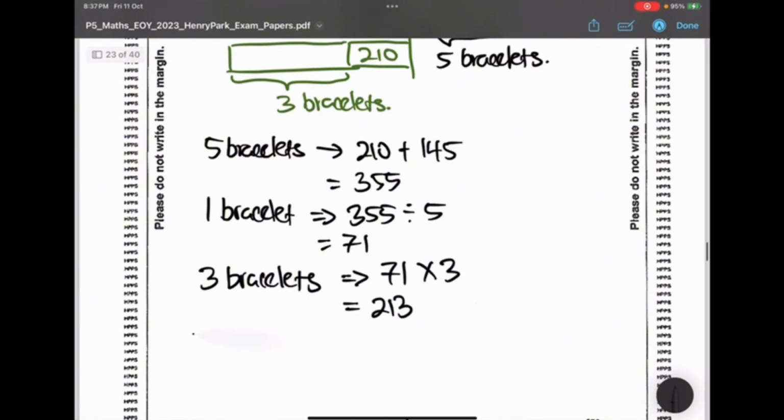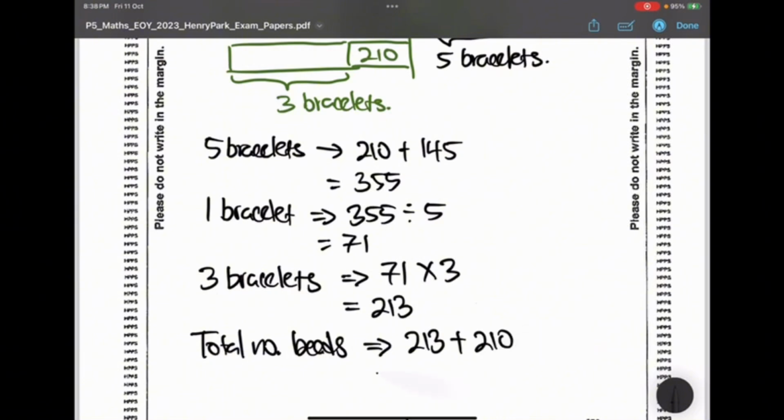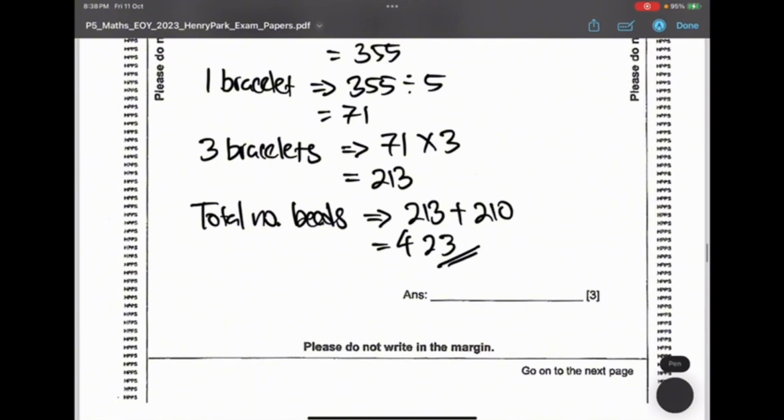And what I want to do is to say the total number of beads equals 213, which is the equivalent of 3 bracelets, plus what she would have left over, which is 210. And that would simply give me 423 beads. And this is your answer for question number 6.